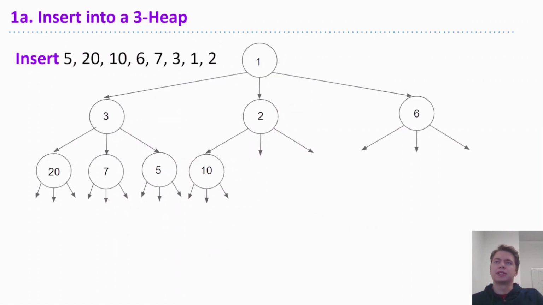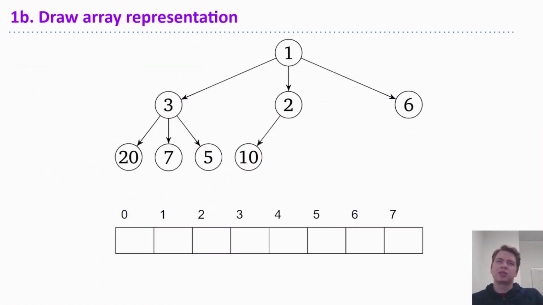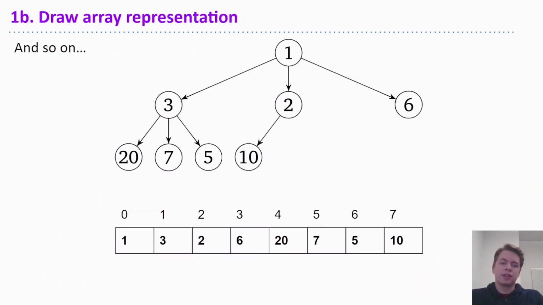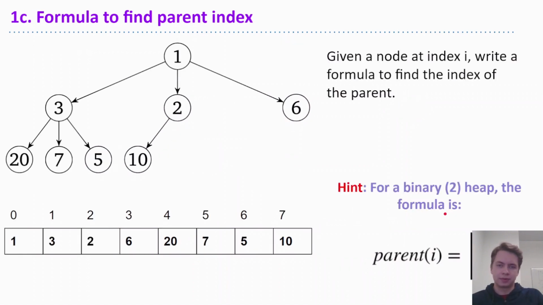Now, suppose we wanted to turn this tree representation into our array representation of this heap. If that were the case, we just have to go level by level, left to right, inserting nodes into our array. So 1 would go in the 0th index, 3 would go in the first index, 2 would go in the second index, and so on and so forth, until we've added every single value to our array.